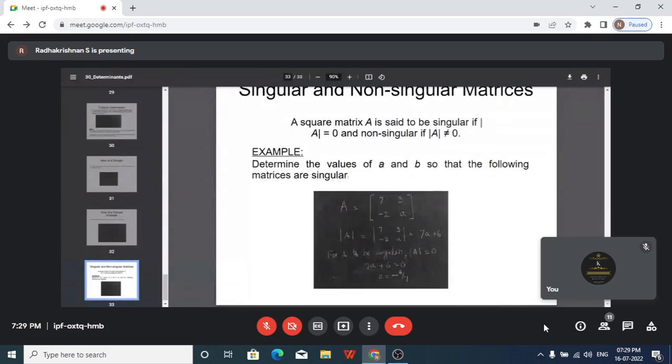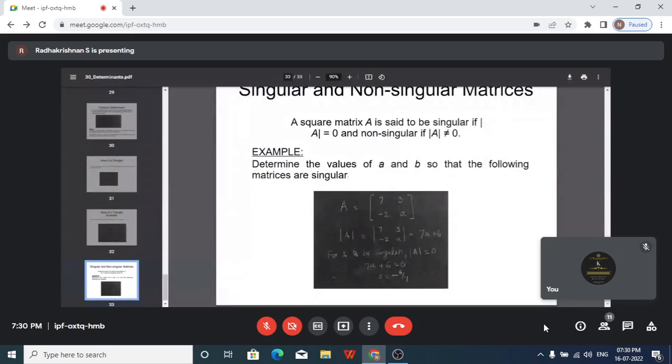Determine the values of A and B so that the following matrices are singular. In the matrix 7, 3, minus 2, A is given. Suppose it is given that this is a singular matrix. Then find the value of A. How do you do that? We simply expand this 7, 3, minus 2, A.